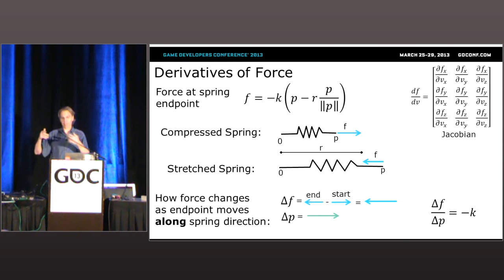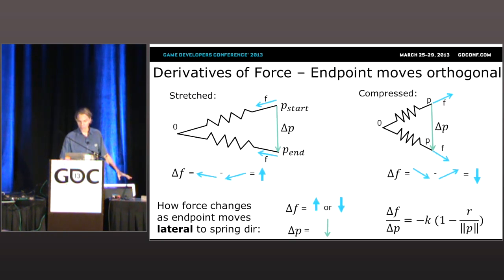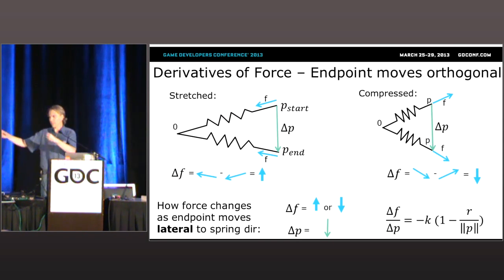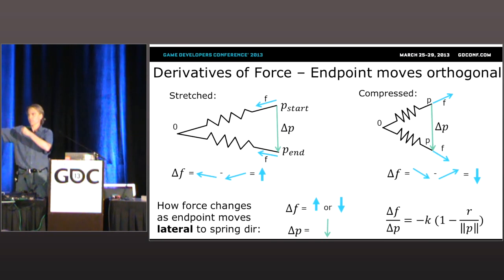Not surprisingly, if the force is minus k times p, well, the derivative with respect to p is just minus k. Standard calculus. Okay. Well, that's only half the equation. Now, consider if I move that endpoint up or down. If my spring is at its rest length, and I grab this other point, and if I move it up or down, well, there's no force and there's no change in force, for a small change up or down.